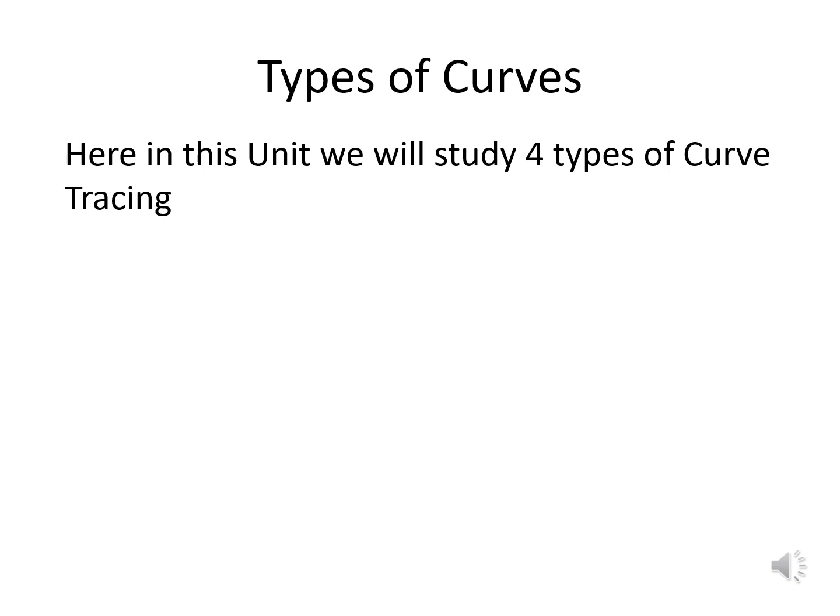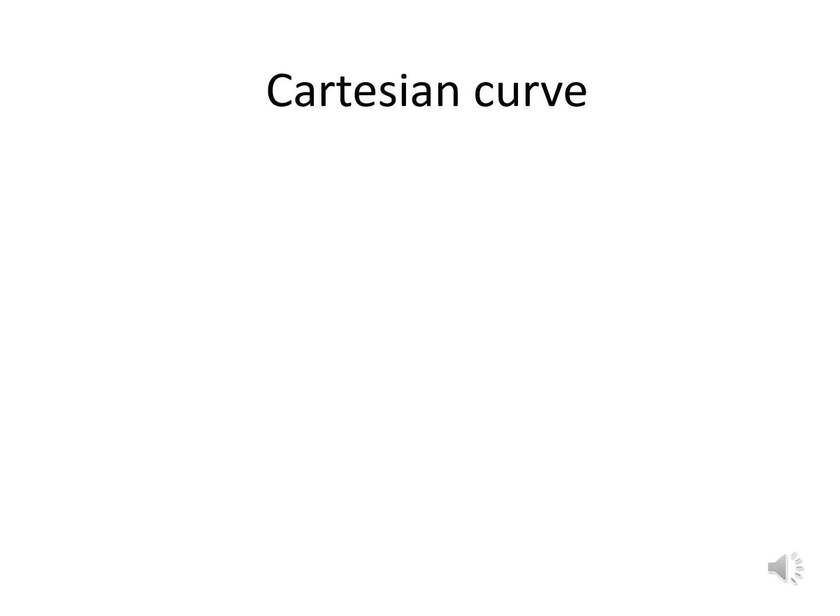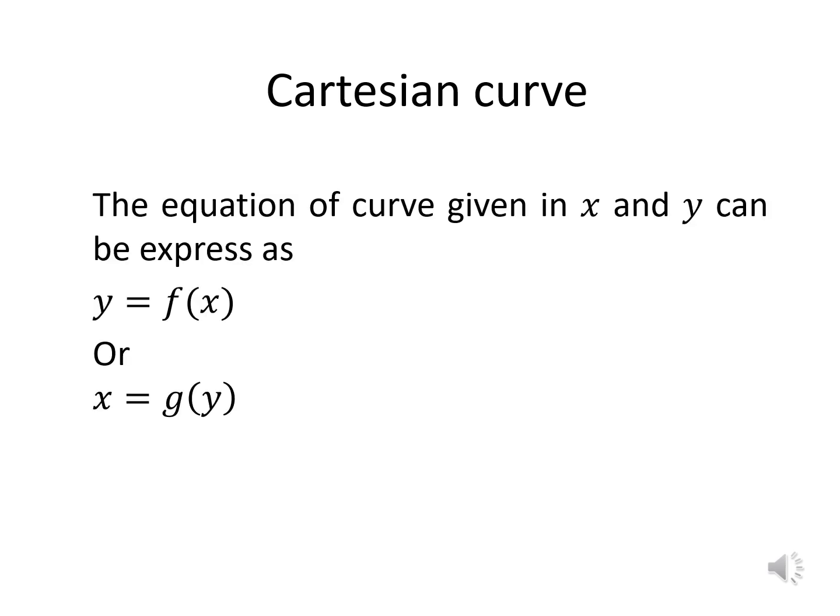As I already mentioned, we are having four types of curves. One is Cartesian curves, parametric curves, polar curves, and rose curves. A Cartesian curve means a relation between x and y. You can express your equation as y equal to a function of x or x as a function of y.